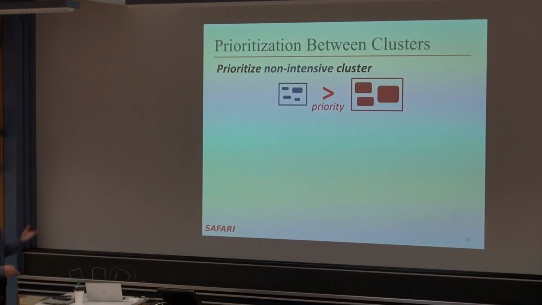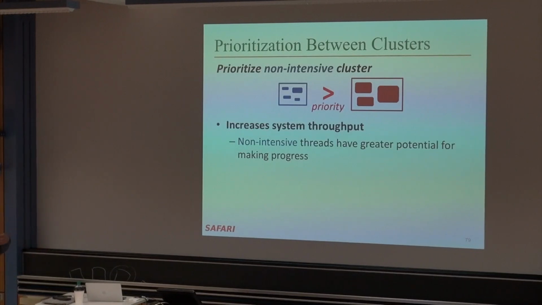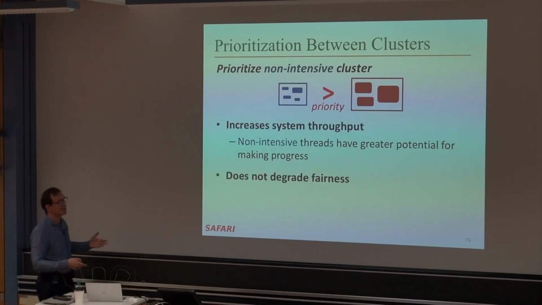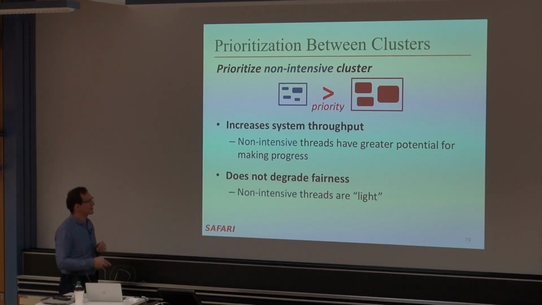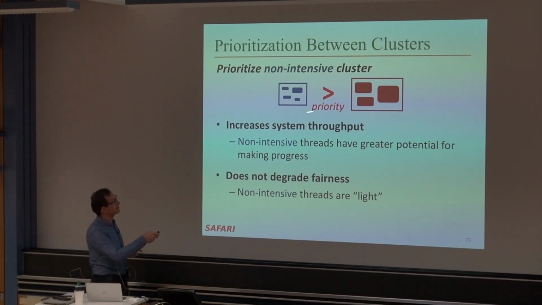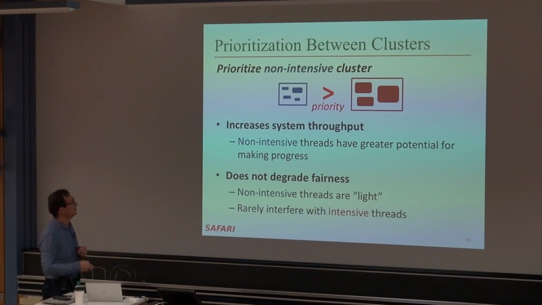We already said that. You prioritize non-intensive clusters so that you can improve system throughput. And it doesn't degrade fairness, assuming you do the clustering right, because non-intensive threads are light. So that's the downside of an elephant sneaking into the mice cluster. It may degrade fairness if you don't do the clustering right.